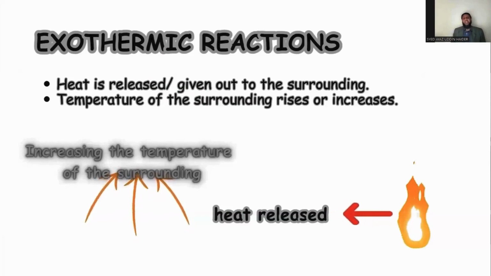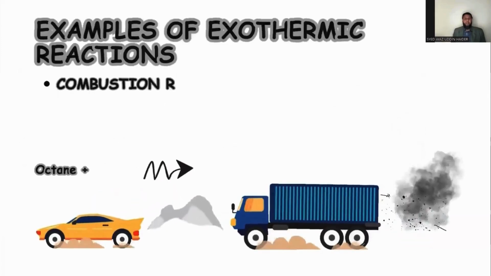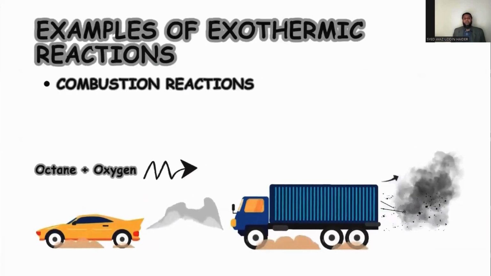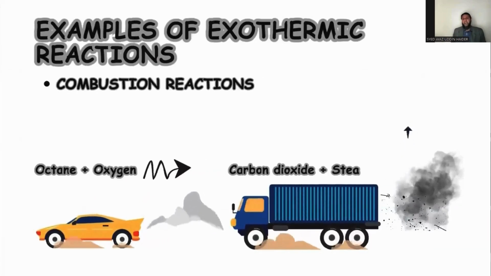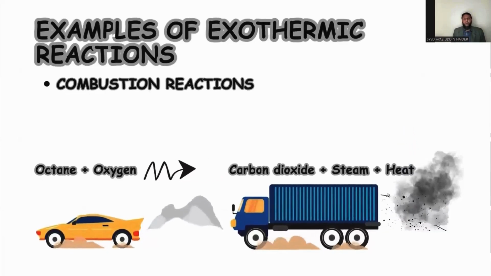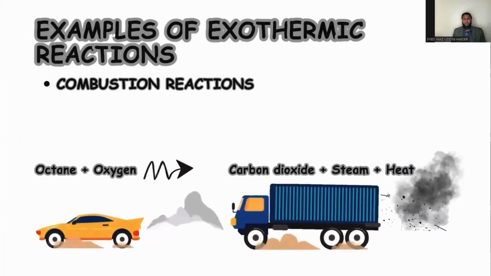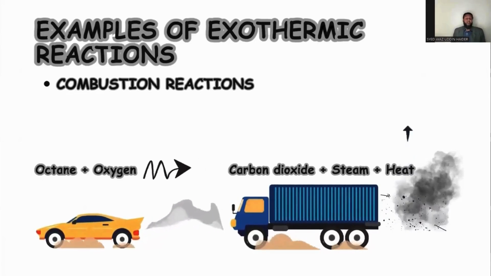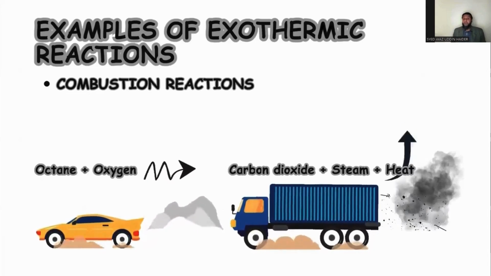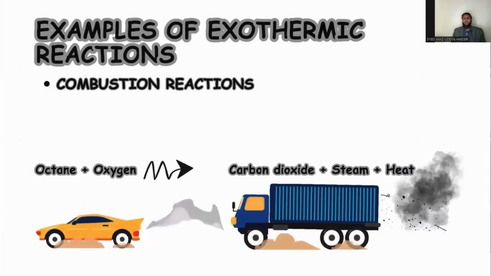Now let's talk about some examples of exothermic reactions. There are different examples of exothermic reactions. The first one is the combustion of fuels. Combustion is burning, and it is a reaction with oxygen gas. Car fuels or gasoline usually contain octane. If you burn octane, carbon dioxide gas and steam are produced, and of course energy is also released during this process. The energy is released in the form of heat. The heat energy produced is used to run the machine, which in this case is a vehicle, a car.